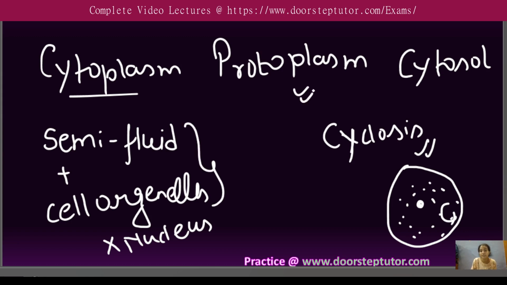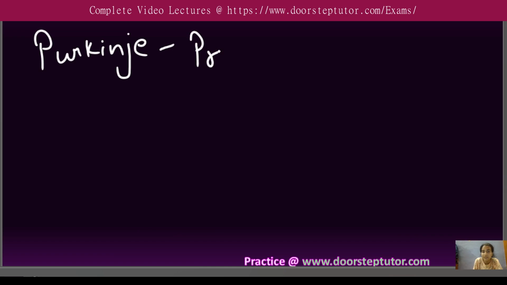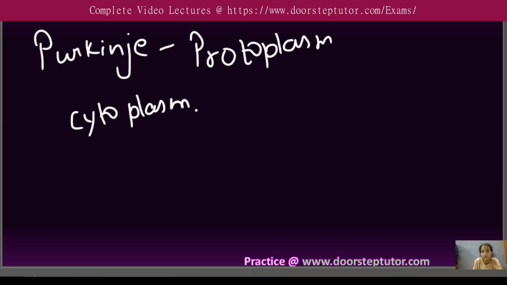Now another term is protoplasm. The term protoplasm was given by Purkinje. The scientist named Purkinje gave the term protoplasm. What does protoplasm mean? Protoplasm includes cytoplasm and nucleus. When both cytoplasm and nucleus are involved in a cell, then we use the term protoplasm.